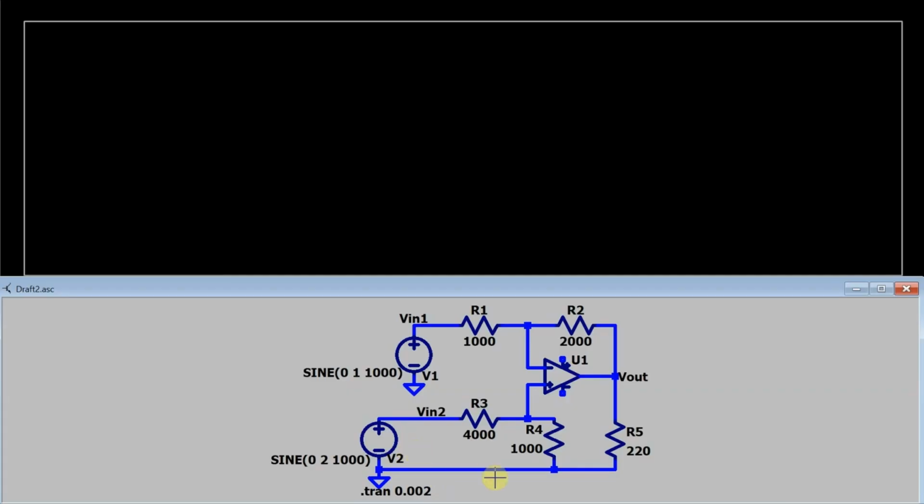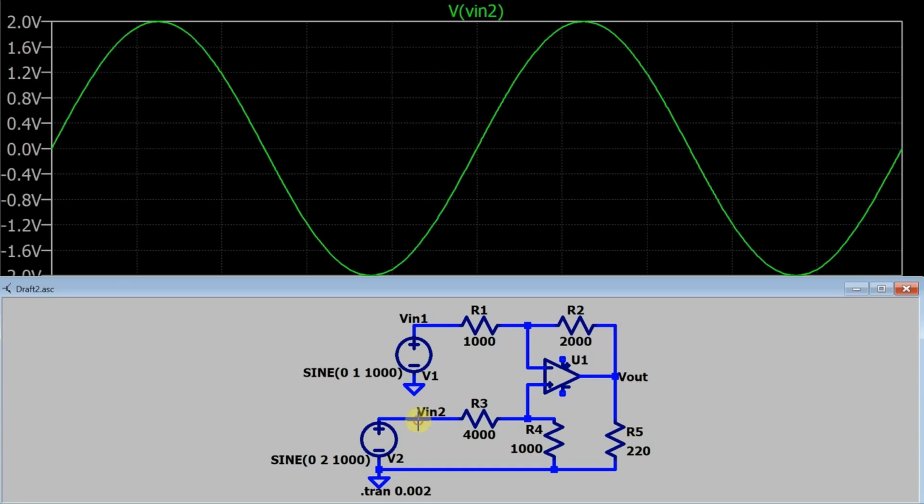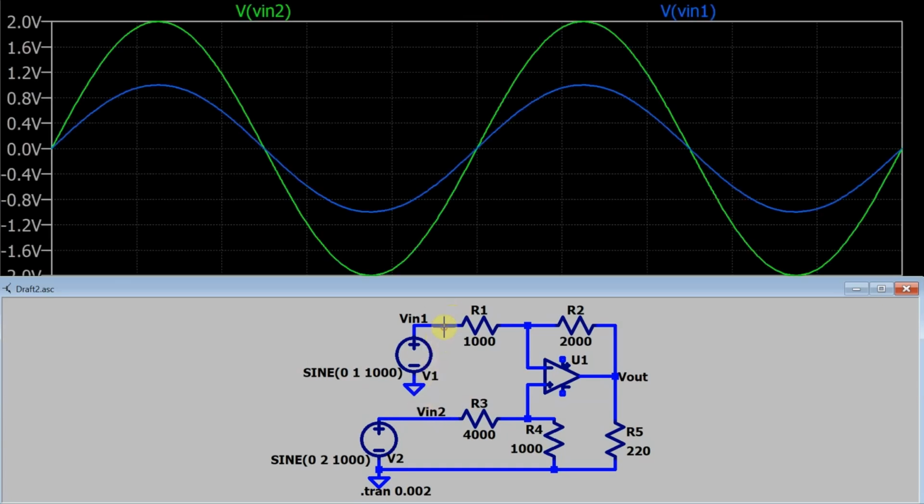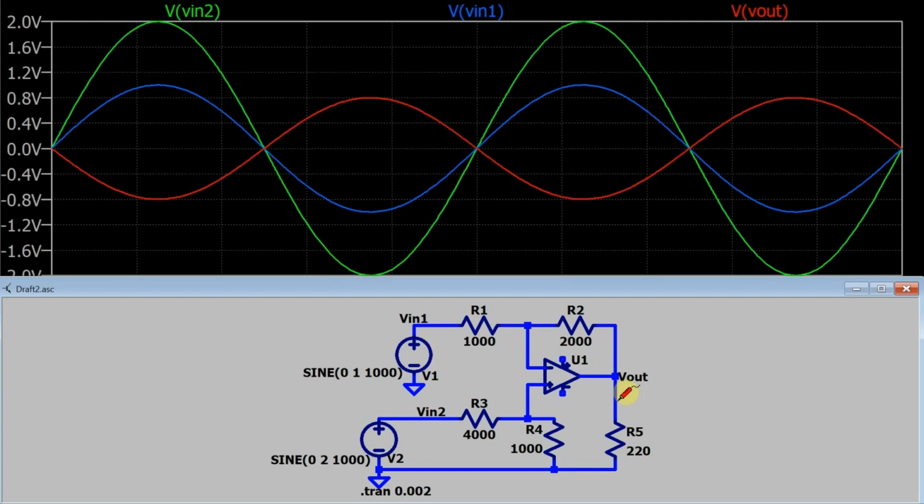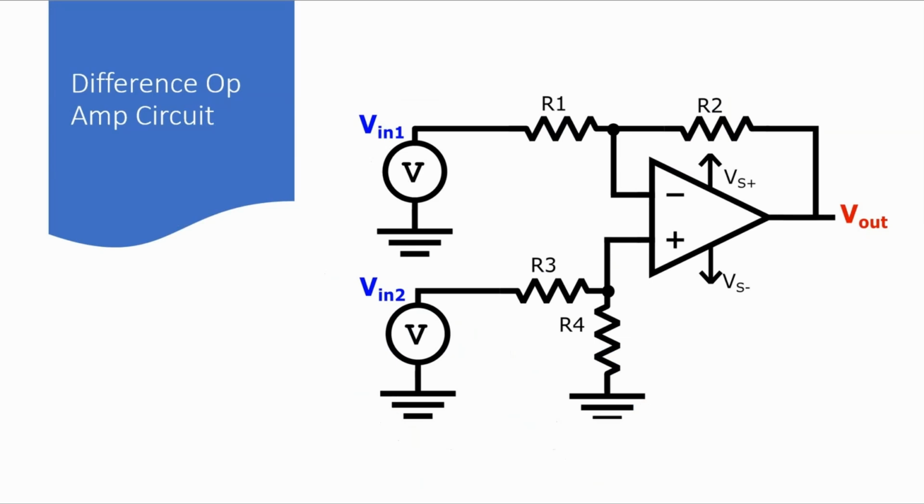Now going back to LTSpice, you can see I've put the resistor values in for R1, R2, R3, and R4. Now if I go and simulate, and I bring up Vin2 is my 2 volt peak, Vin1 is my 1 volt peak, and my output is out of phase with those two with a peak of 0.8 volts, just like we calculated. So a difference op-amp circuit is one whose output is proportional in some way to the difference between the two inputs, and the proportion can be set with the resistors R1, R2, R3, and R4 in the circuit.